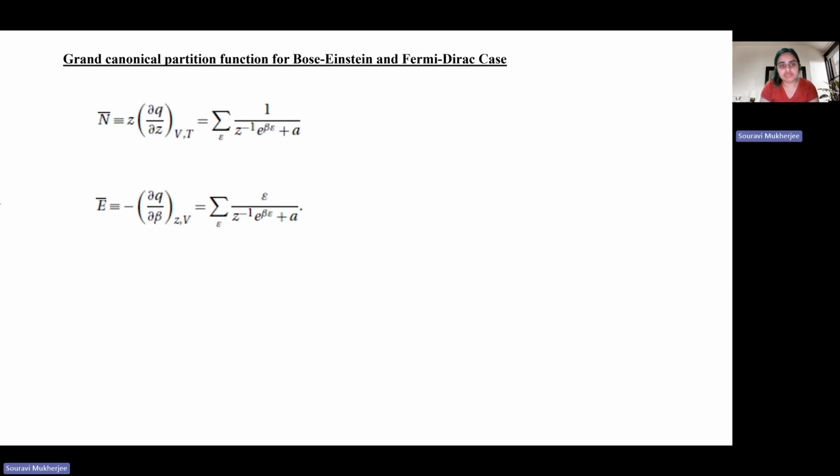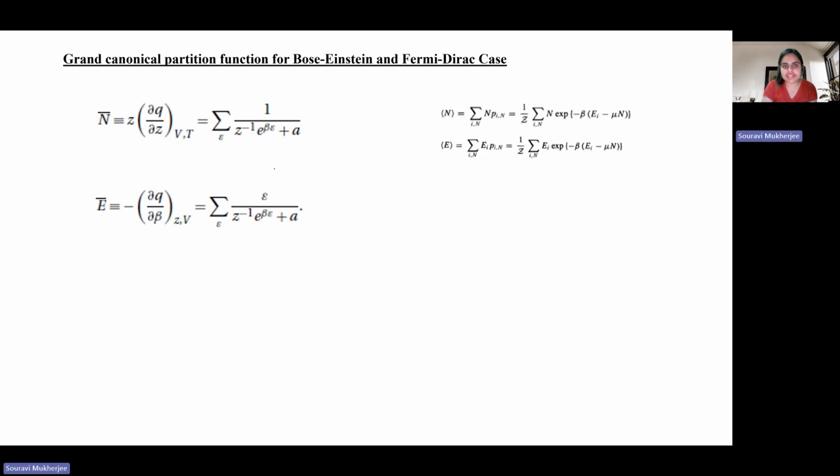Now one can also define the average number of particles or the average energy in terms of the Q potential by these relations. I'm not going into the derivation again because we have already discussed it before. What you have here is called the mean occupation number. When you're writing the average energy, you multiply the mean occupation number for each energy level with the respective energy and then do a sum. That's how you find the average energy of your system.